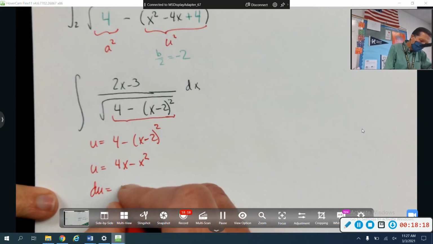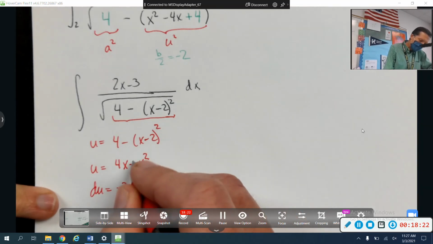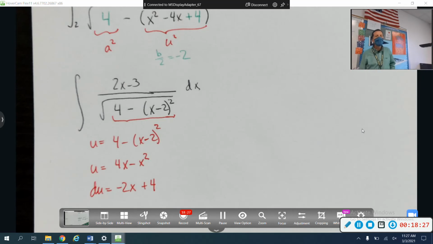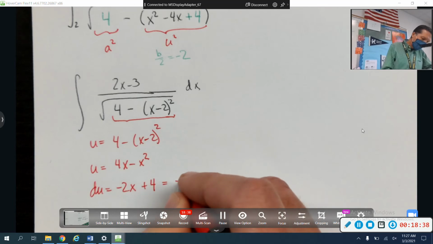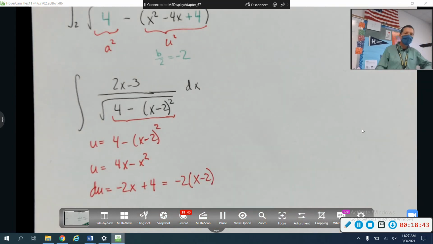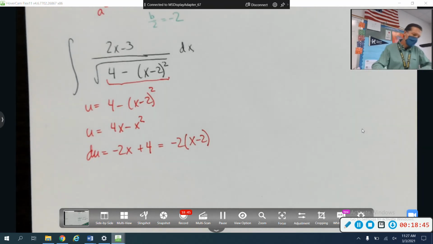So du is, I'm going to rearrange the order here, negative 2x plus 4. So I need the top to be negative 2x plus 4. Or maybe I should rewrite that as negative 2 times x minus 2. Running out of colors here.